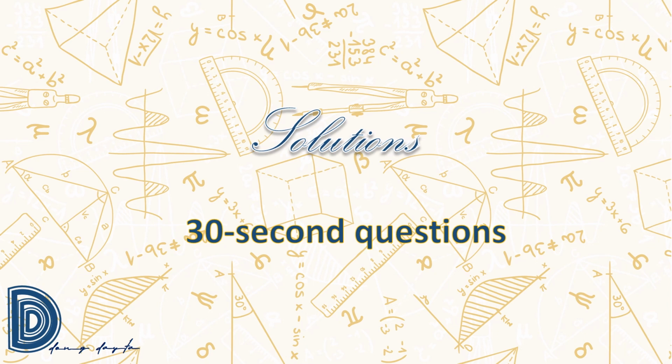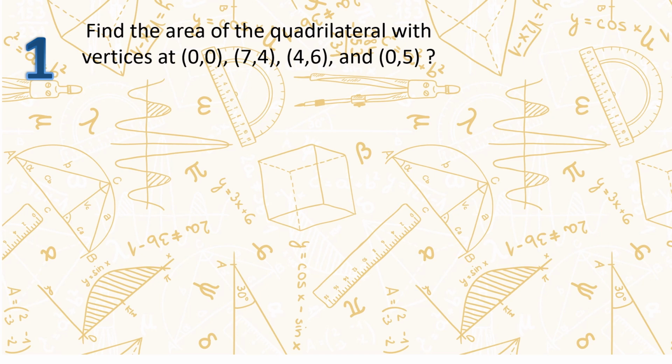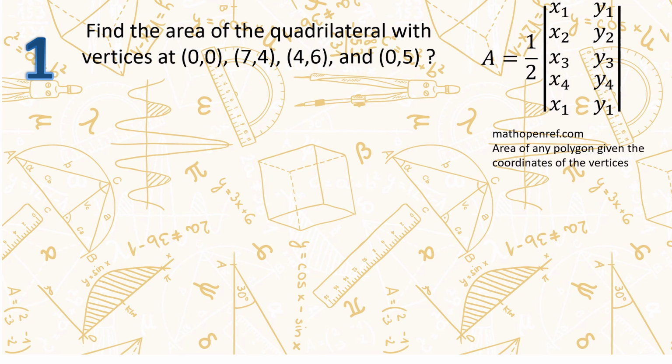This time, let us discuss the solutions to the 30-second questions. Question number 1. We are asked to find the area of a quadrilateral given the vertices. In mathopenref.com, they discuss the area of any polygon given the coordinates of the vertices. And the formula is 1/2 the absolute value of the determinants of the vertices beginning from x sub 1, y sub 1, x sub 2, y sub 2, x sub 3, y sub 3 until the last vertex x sub n, y sub n, then goes back to x sub 1, y sub 1.